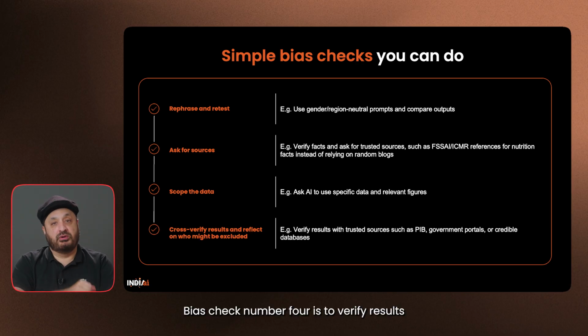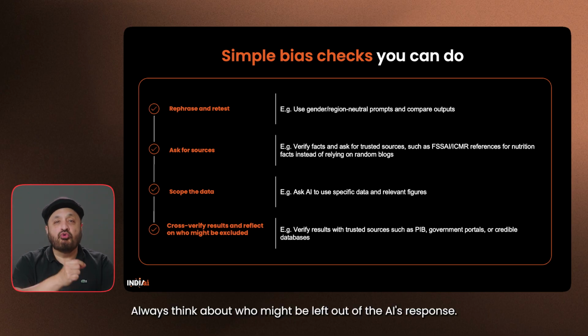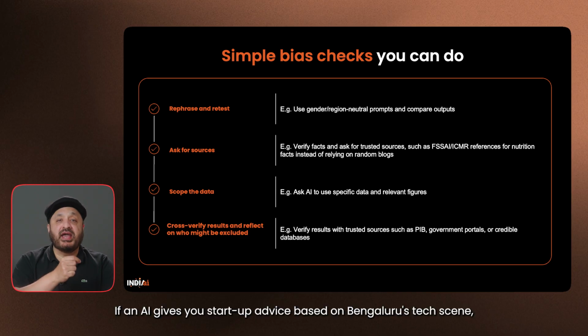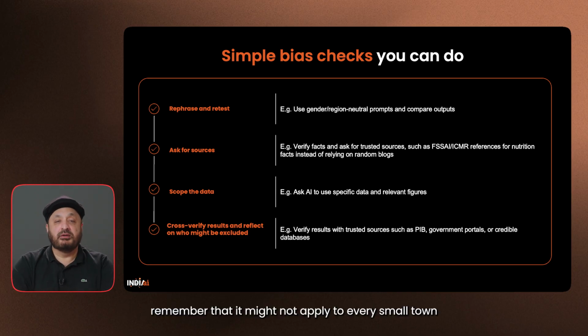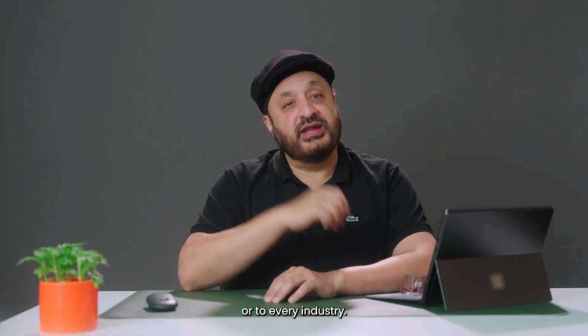Bias check number 4 is to verify results by checking multiple sources. Always think about who might be left out of the AI's response. If an AI gives you startup advice based on Bengaluru's tech scene, remember that it might not apply to every small town or to every industry.